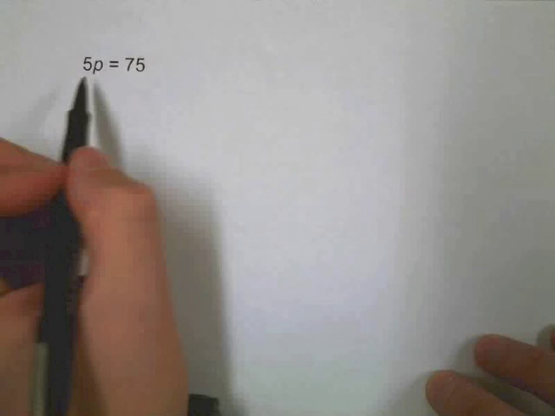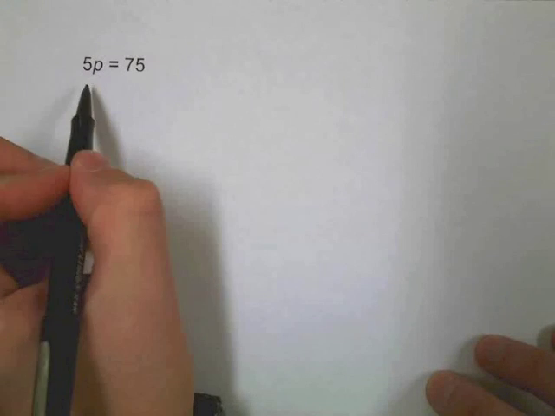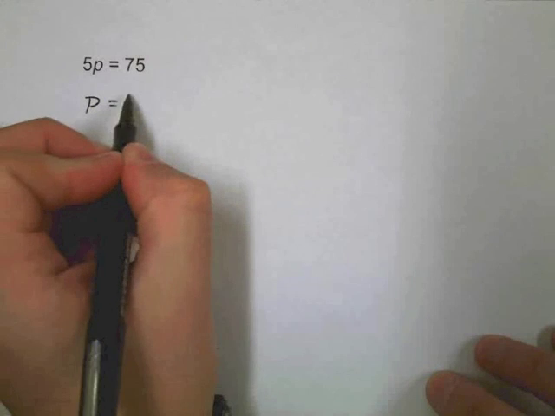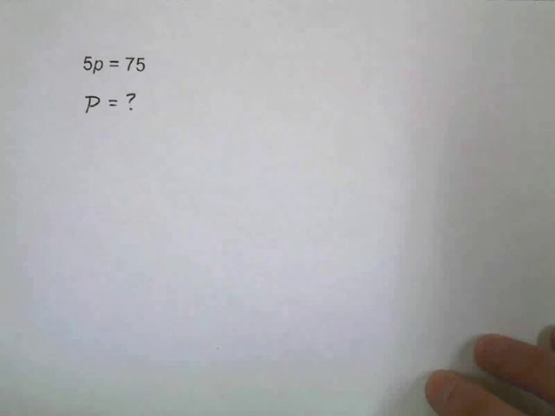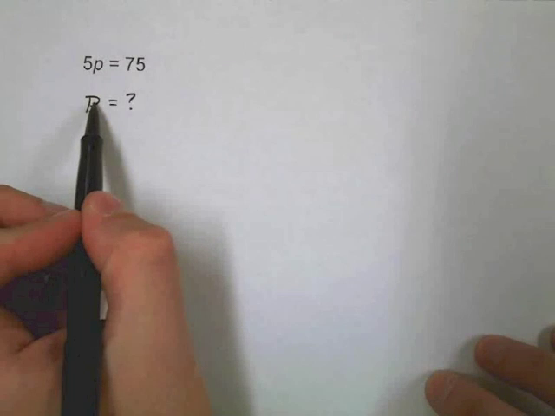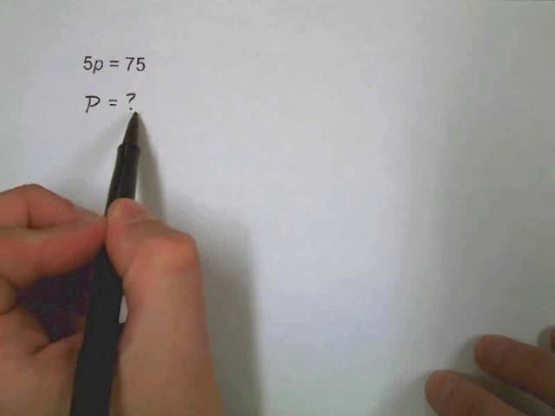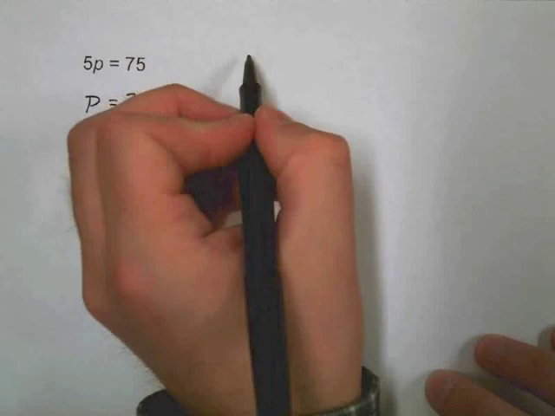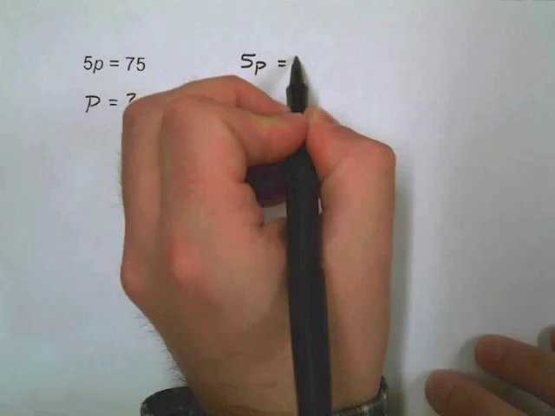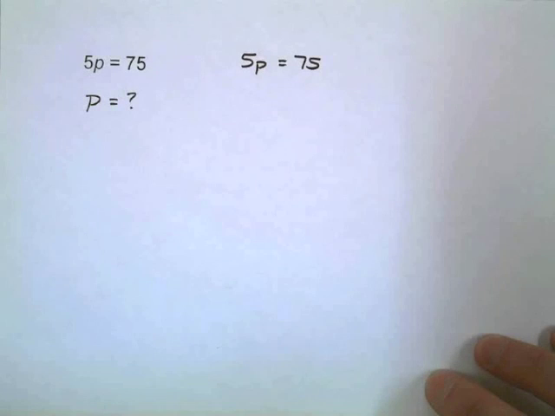So if we are just trying to find out what p equals, so that's our question. We want to know what p equals. So we want to get p by itself, so that we have a number over here. So how are we going to do that? Well, we have 5 times p equaling 75. So we have a multiplication operation.